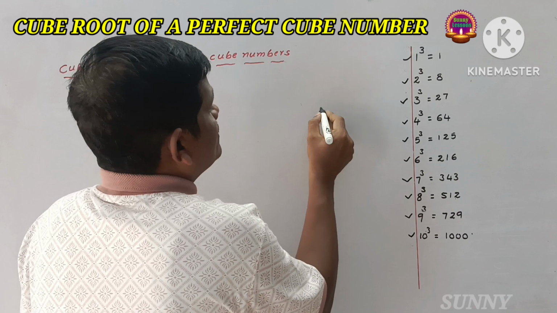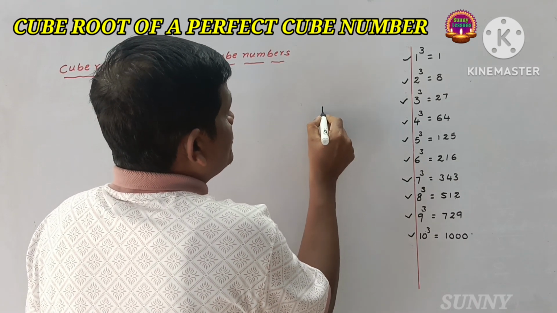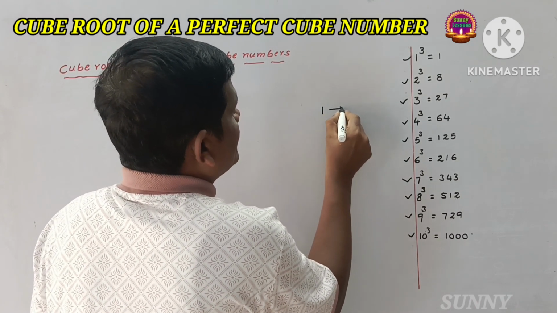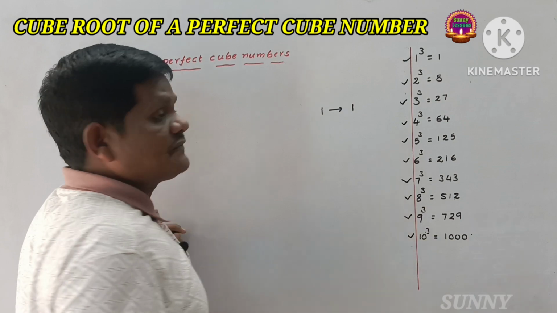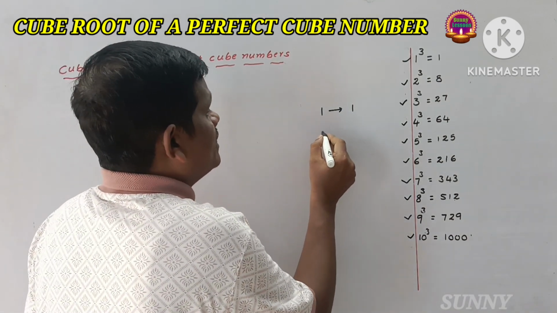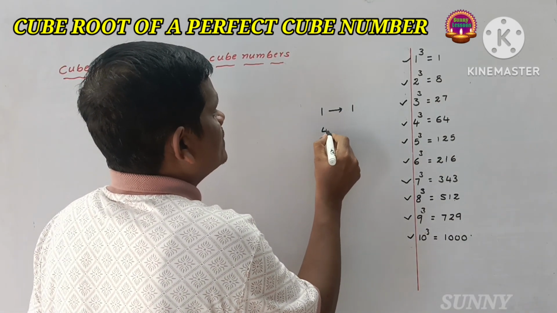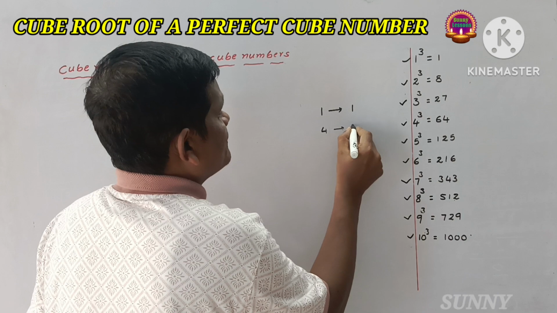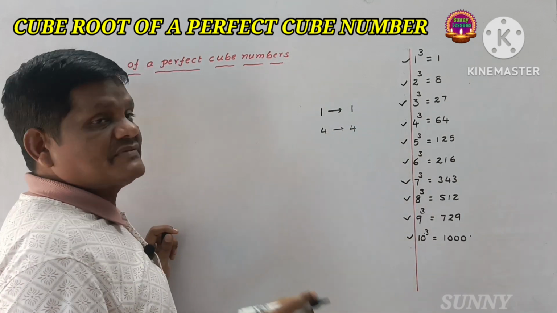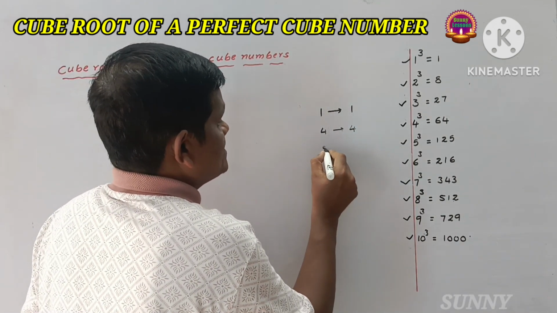Here observe once: when the perfect cube number ends with 1, the root ends with 1. When the perfect cube number ends with 4, the root ends with 4. When the perfect cube number ends with 5, the root ends with 5.